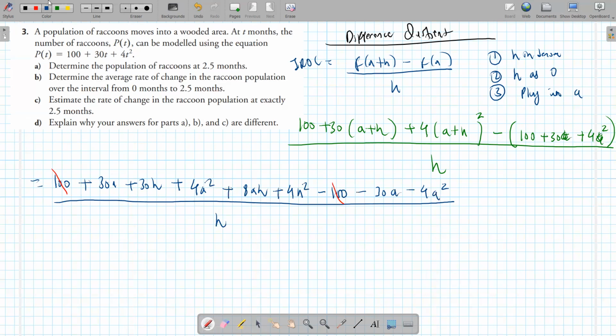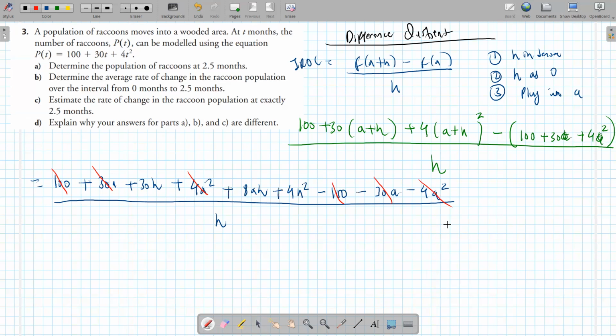Okay, what about the 30a? This and this, can I cancel them out? Yes. What about the 4a squared? Mm-hmm. So that's always what's going to happen. Whenever you open the bracket using the difference quotient, half the things are always going to cancel out.